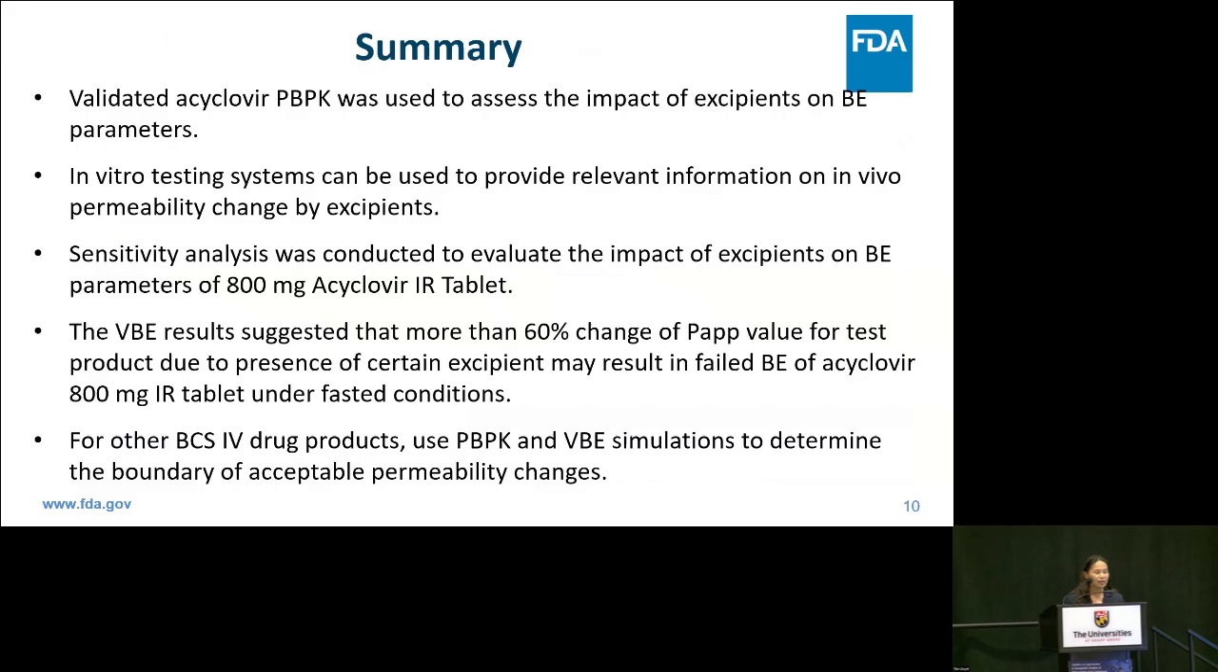So in summary, this case example indicated that the VBE results suggested that more than a 60% change in apparent permeability value for the test product, due to the presence of certain excipients, including antioxidants, may result in failed BE of acyclovir 800 mg IR tablet under the fasted condition. For other BCS class 4 drug products, using PBPK and the VBE simulations, you can also detect the boundary of acceptable permeability changes for risk assessment.